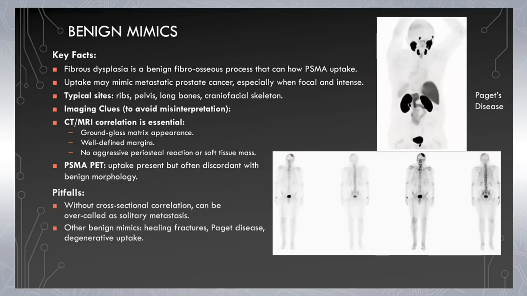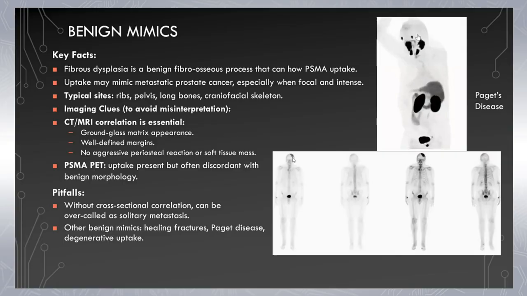There are other foci of benign mimics that we need to be aware of. Things like healing fractures, Paget's disease, and degenerative uptake. This is a great example of Paget's disease. So we have a whole body bone scan that was performed at the time of patient diagnosis, and there's a solitary focus of intense radiotracer uptake within the calvarium.